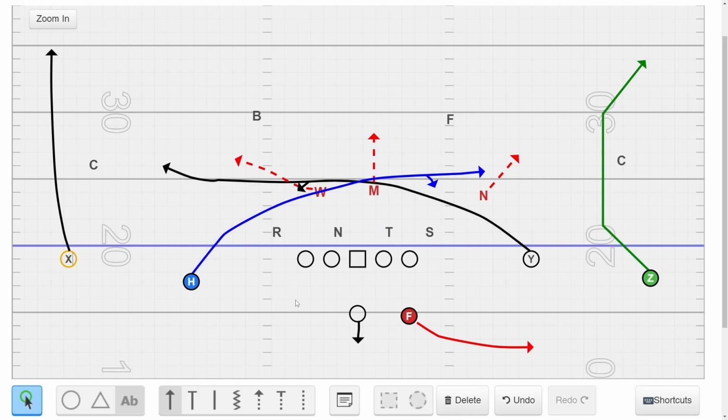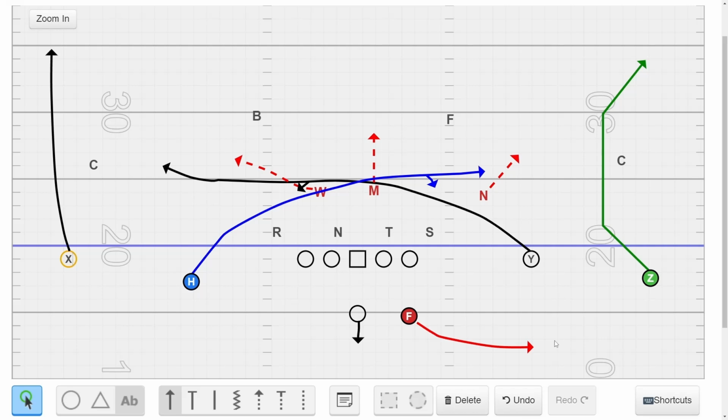Since we're running 5-man protection, 4 down, 1 comes, we're okay with it. If 2 come, we have to go hot, and that's again going to be either to one of the meshes or the swing to the running back. All right, so that is how I would install and run the mesh in my system.